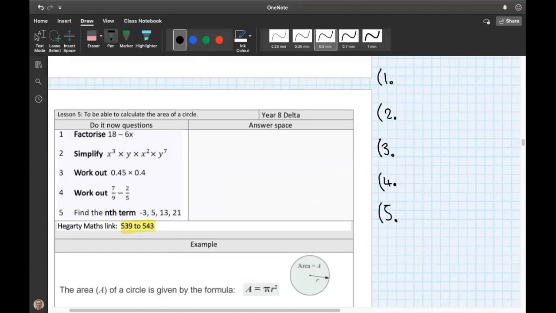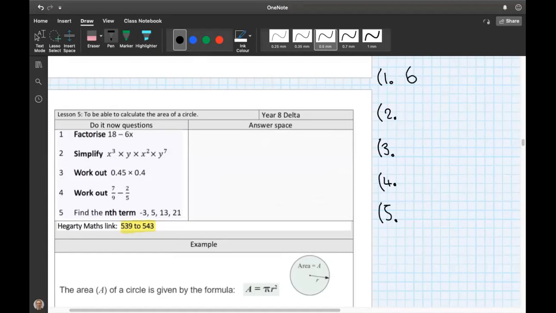If you haven't done so already, just pause the video now and have a go at the do it now questions. Right, number one, we're factorising this expression. Now it's the other way round than some of the expressions you're used to seeing, but we still need to follow the exact same rules and start by taking out the highest common factor to all parts of the expression.